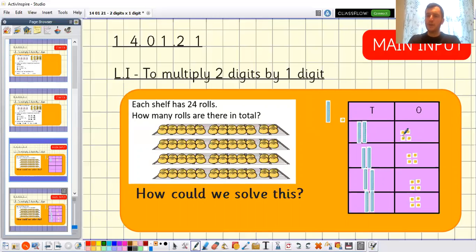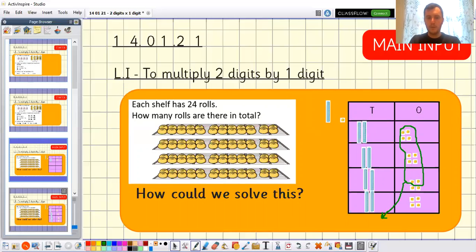Well done if you said regroup 10 of those ones into 1 extra 10, and that's what we're going to have a go at now. So I'm going to circle 10. So there's 4, there's 8, so I need 2 more. I'm going to circle those 2, 10. And I'm going to draw an arrow underneath.